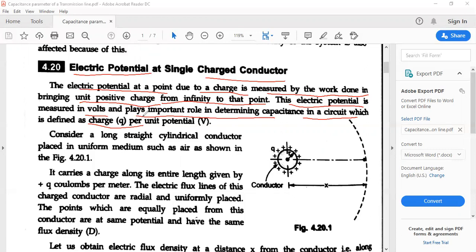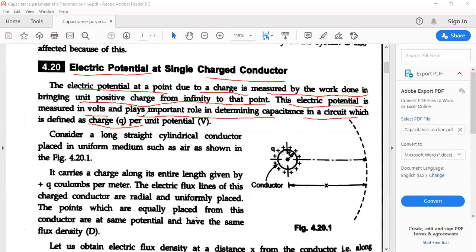So for the capacitance, where you have a unit positive charge, you need to do work. Work in electrical terms is referred to as the voltage applied to that point, where the charge is brought from any point, which we generally say is infinity, to any known point.